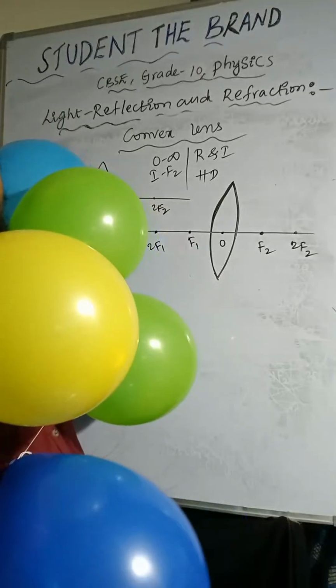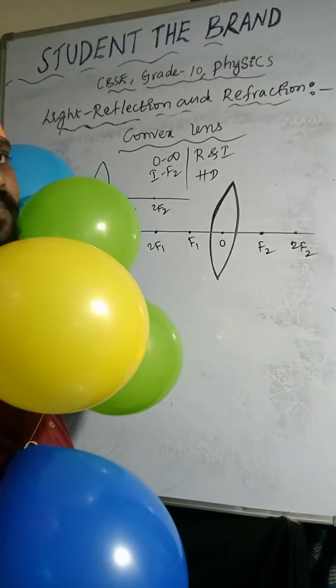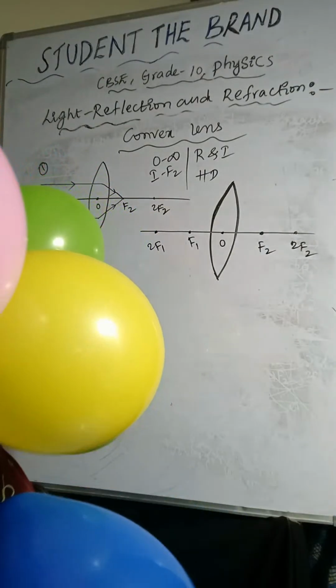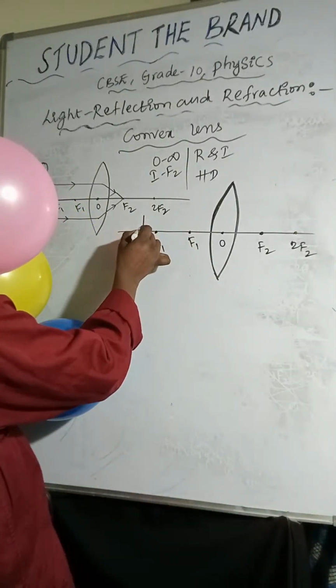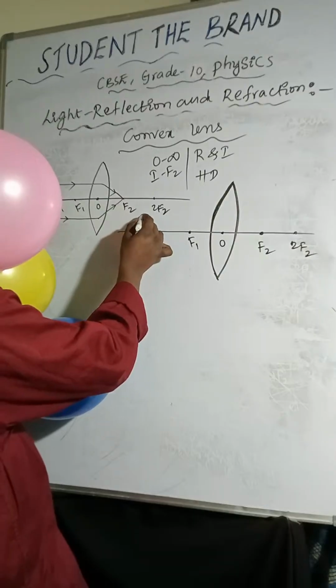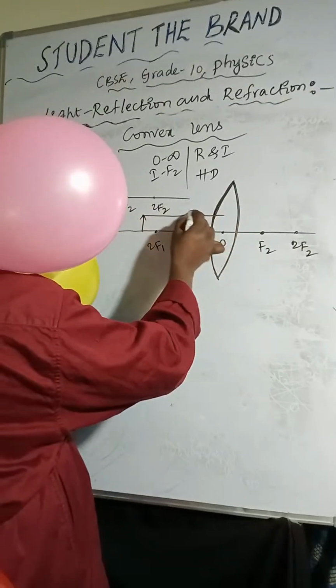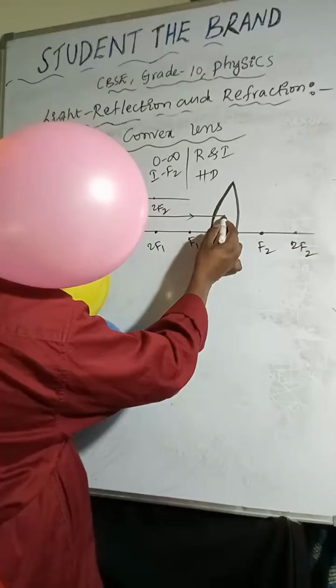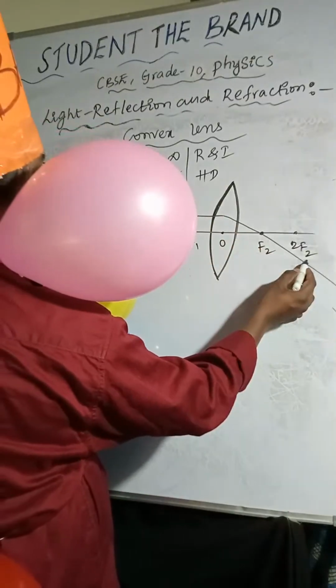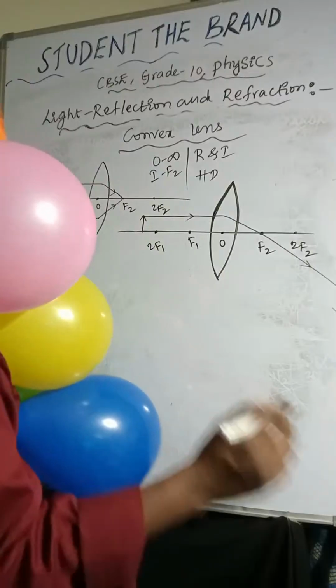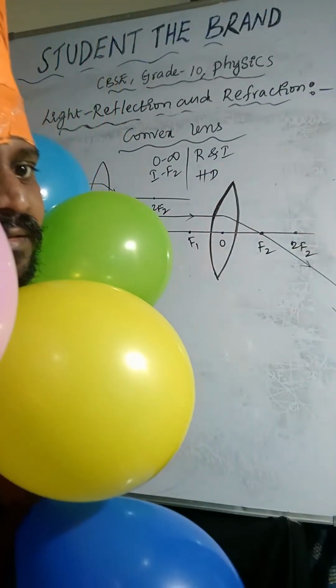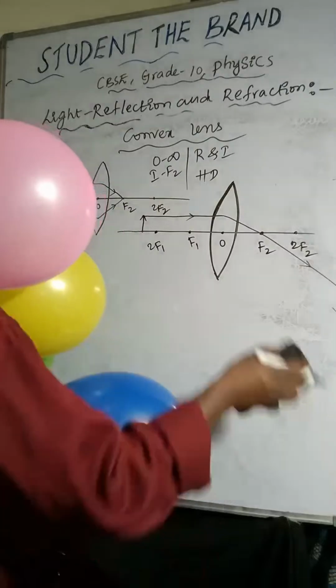So now in this case, object is placed beyond 2F1, or we can take C1 also. Here I am taking like this. One light ray I am taking, after refraction it passes through focus.